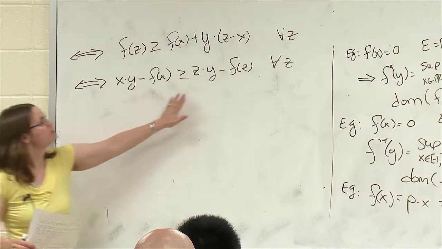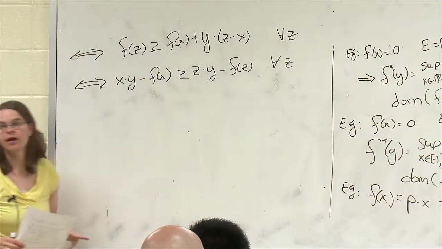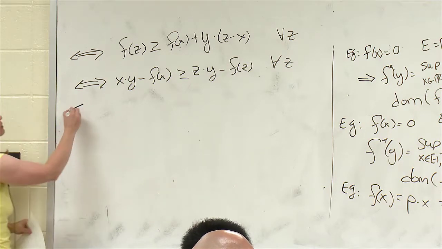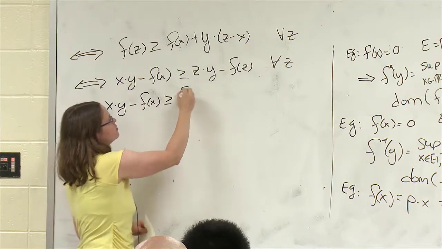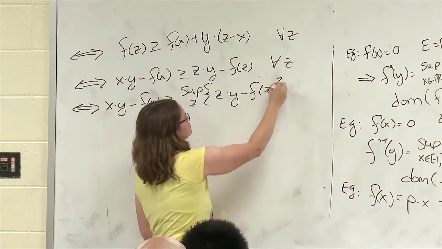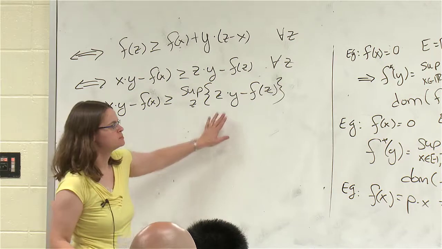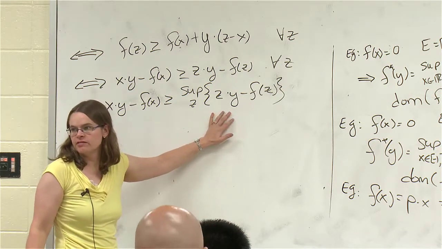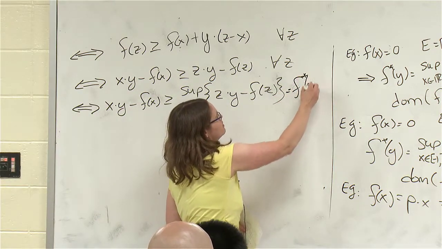Okay, if this is true for all z's, it's also true if I take the supremum of this over all z, and that's also an equivalence. So I could say x dot y minus f of x is greater than the supremum of z dot y minus f of z. This we should recognize. This is the Legendre transform. This is f star y.